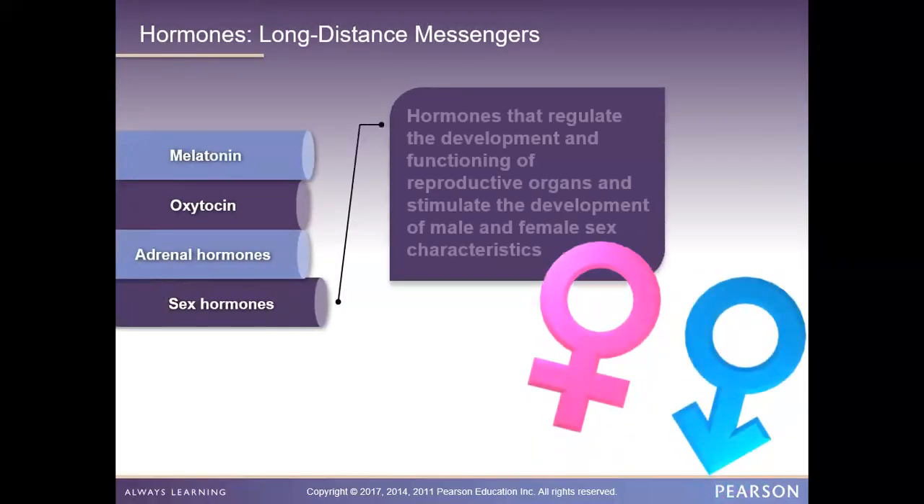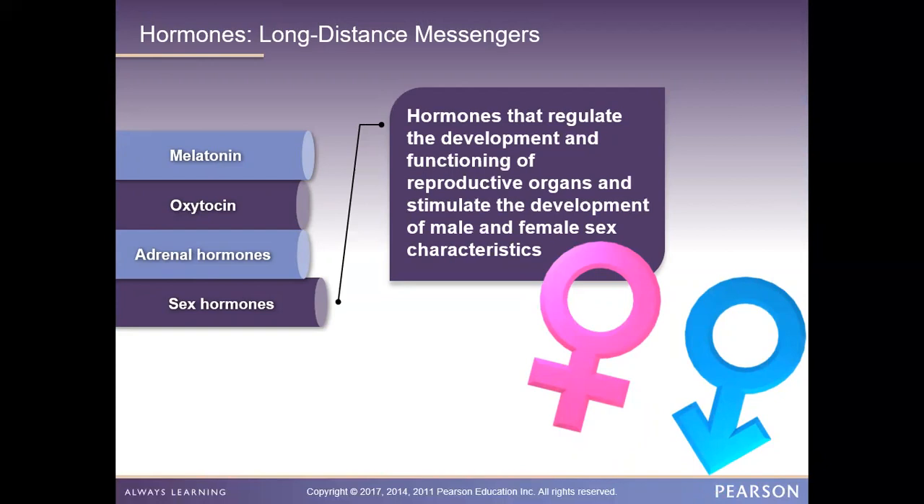And then our sex hormones, these long distance messengers that are there to send the message that it's time to get ready for reproduction. So it's time to develop what would be typically male or female sex characteristics. So the development of sperm, signaling to the body that it's time to release eggs on a monthly cycle. These sex hormones give those messages.